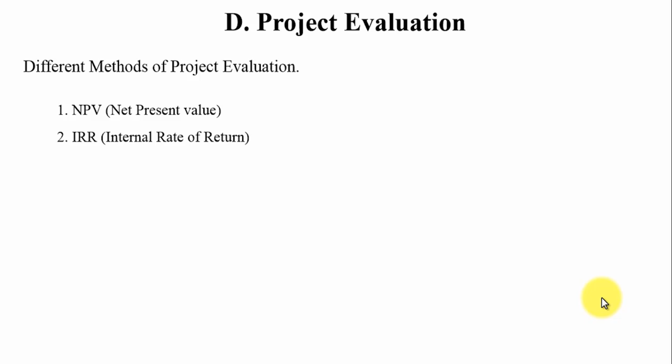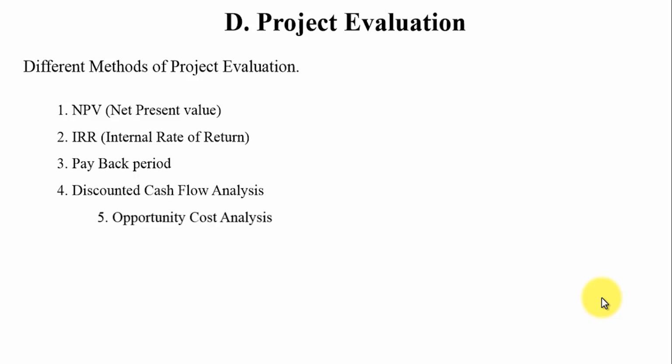Next will be your internal rate of return, that is IRR. Third is the payback period of the project. This is the simplest one to calculate, trust me. Fourth is the discounted cash flow analysis. Fifth is the opportunity cost analysis. And lastly, we have earned value analysis.